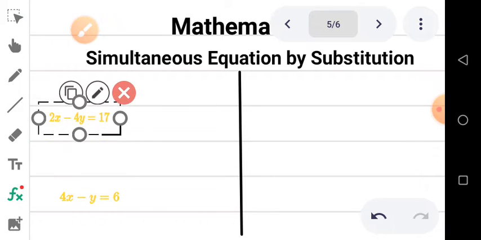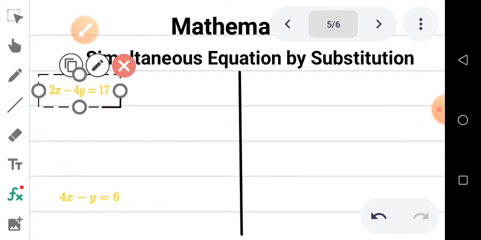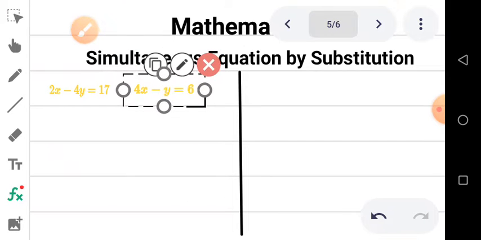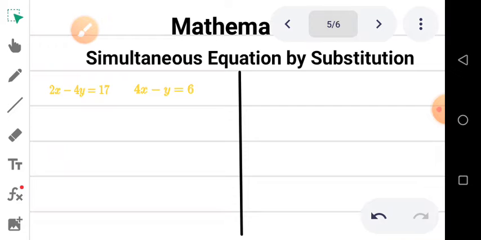Okay, so these are the questions, just like the way we did the other time. As I explained earlier, the first step is to make one of the variables the subject, and you have to make use of the one that has a coefficient of 1. In equation 1 we have 2x minus 4y equals 17. In equation 2 we have 4x minus y equals 6. So from equation 2 we have a variable that has a coefficient of 1, which is y. So that's what we're going to make the subject.